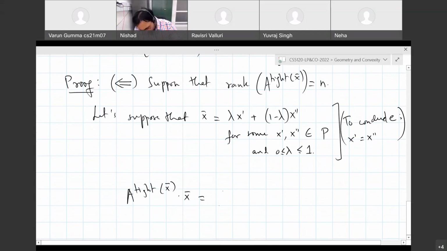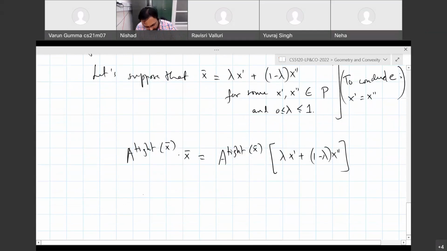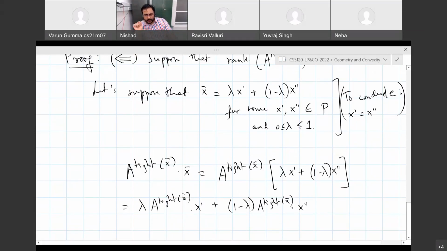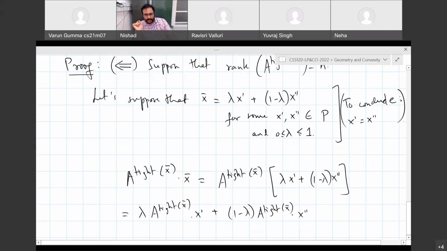So, well, what is this? We look at the tight constraints and we expand this into lambda x prime plus 1 minus lambda x double prime. Right? Which, as we did before, is lambda times A tight x bar times x prime plus 1 minus lambda times A tight x bar x double prime. Okay, we know that x prime and x double prime are actually in our polyhedron.